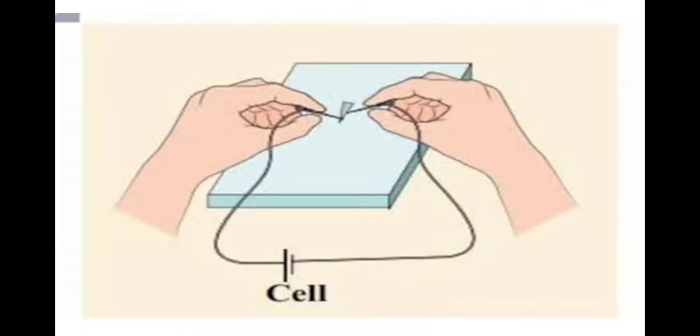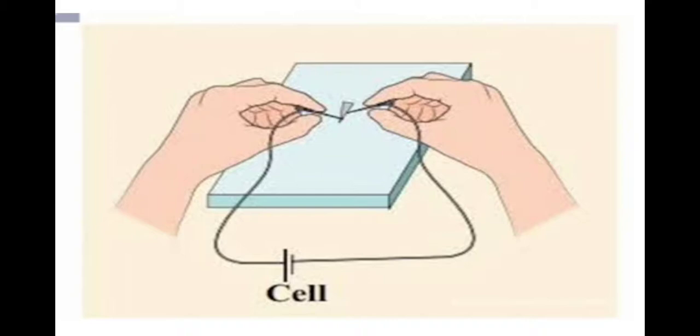Let us perform an activity. Take an aluminium foil and cut an arrow-shaped strip from it and place it on a wooden board. Notice that the edge of the aluminium foil should be sharp. Now take 9V DC cell. The cell consists of two terminals, positive and negative terminals. Take two wires and connect one wire to the positive terminal of the cell and the other wire to the negative terminal of the cell.